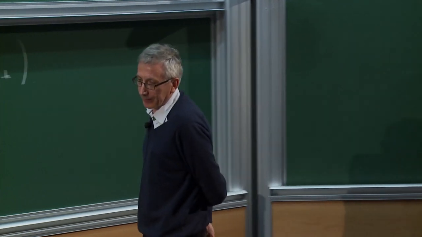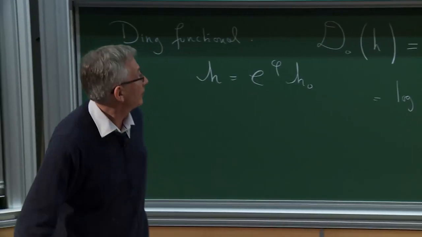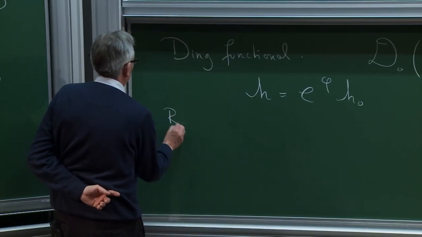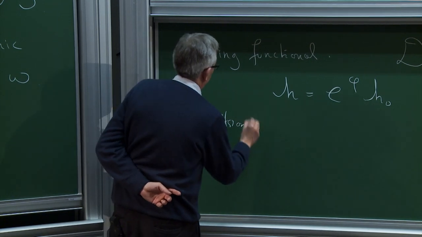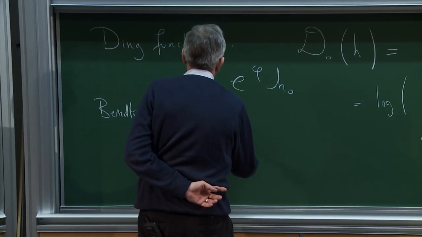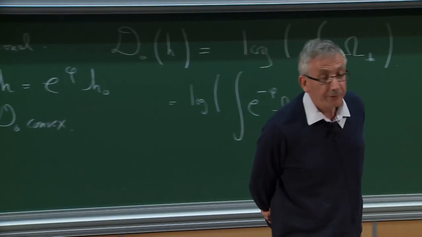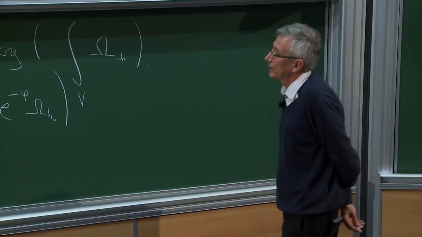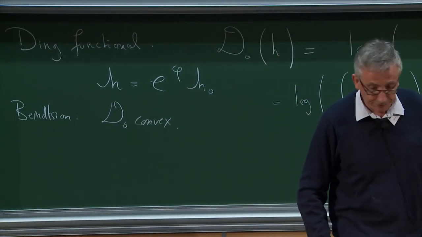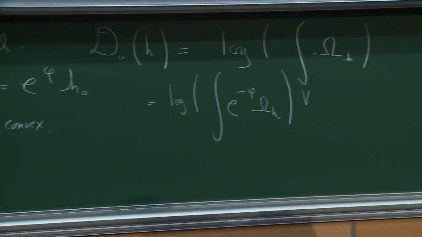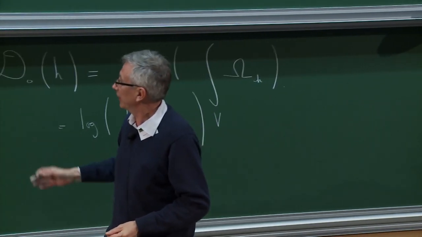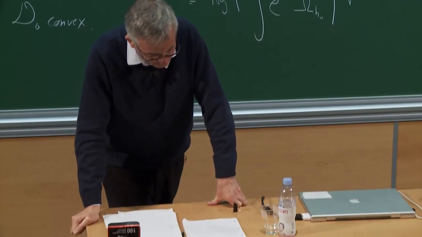And this was introduced, I think, by Ding in perhaps the 1980s or something around about then. But relatively recently, it was discovered by Berndtsson that this function is convex in a certain sense. So D naught is convex in a sense that I will recall later on. This is a very important point in the theory for reasons I'll try to outline, but I only have time in the talk to talk about the formal setup without trying to go into the analytical aspects of why these things are used.